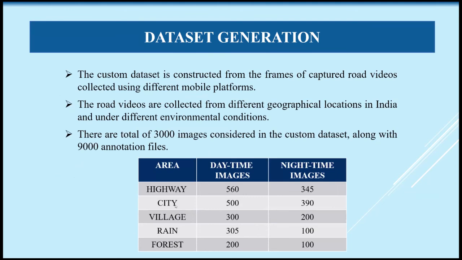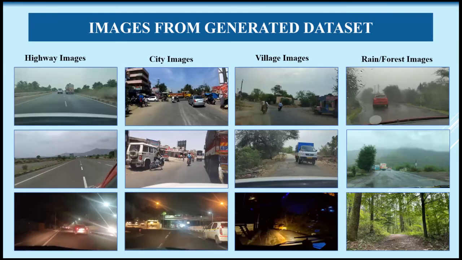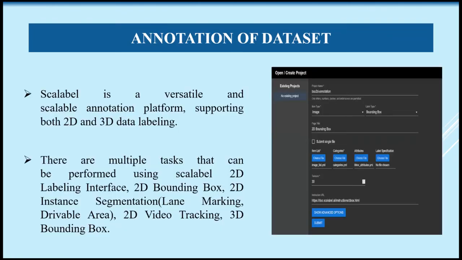We have daytime images and nighttime images from different locations like highways, cities, villages, under rainy conditions, and from different forest areas. So these are some of the images that are collected as a part of the dataset. For the annotation purpose, we have used Scalabel, which is an open source versatile tool for 2D and 3D labeling of data.